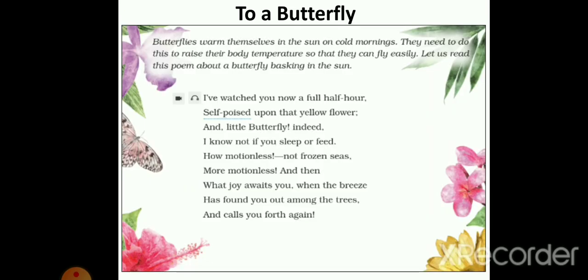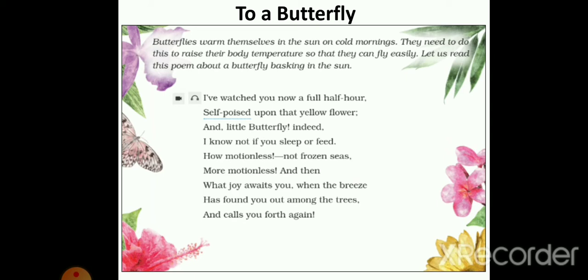So, this is a poem about a butterfly. Before I explain this poem, let's learn about its author, William Wordsworth. William Wordsworth was born on 7th April 1770 in the United Kingdom, and he died on 23rd April 1850 at the age of 80 years. He was an English romantic poet, one of the most well-known English poets. He is said to have started the romantic movement in English literature.